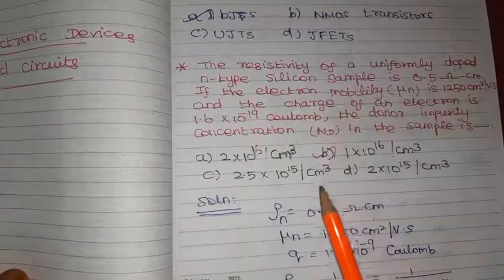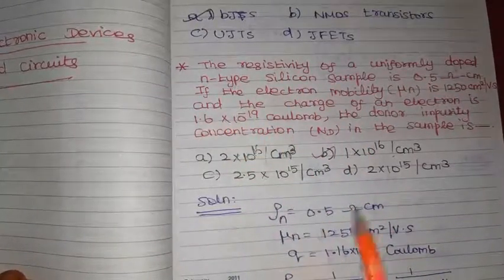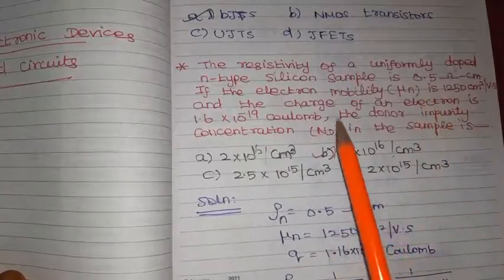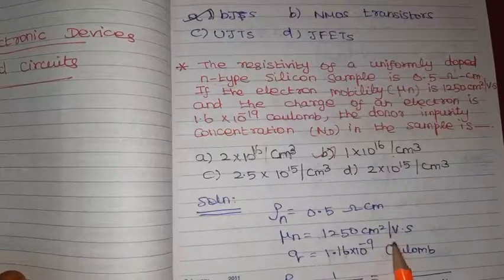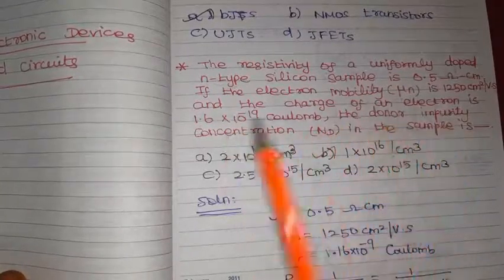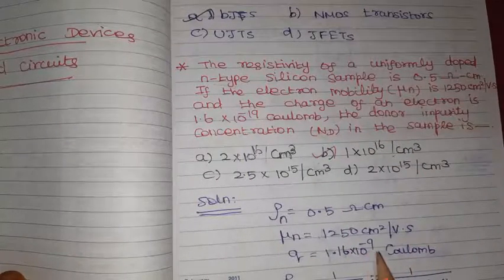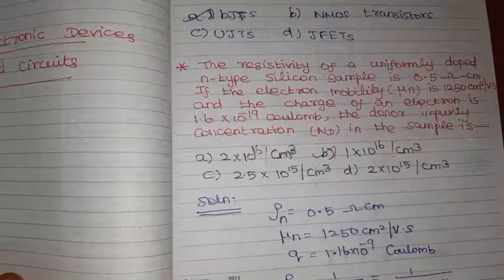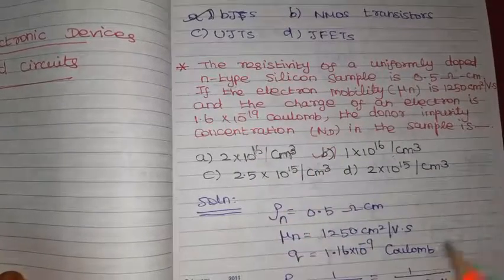Resistivity for n type silicon, so rho n is equal to 0.5 omega centimeter. Then mobility mu n equal to the given value 1250 centimeter squared divided by volt second. Then the charge of an electron is nothing but Q, Q is equal to 1.6 into 10 power minus 19. We need to find out the Nd, the donor impurity concentration.